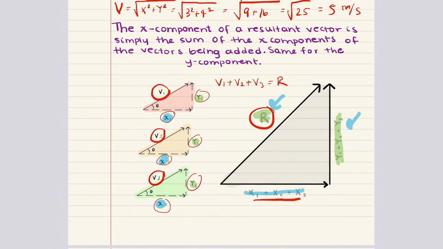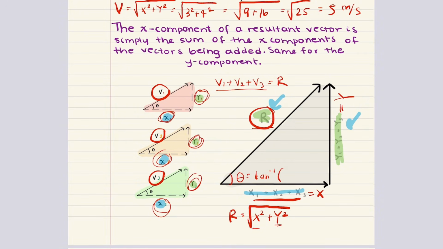Now that we have the x and y components of our resultant vector, we can go ahead and figure out the magnitude of the resultant by using the Pythagorean theorem. So r is going to be equal to the square root of x squared plus y squared. Keeping in mind that x and y for this resultant vector is the sum of the x components for this x variable, and this y is the sum of all the y components of the three vectors that we have summed together. Similarly, we can figure out theta for this resultant by using the relationship theta is equal to inverse tangent of y over x.